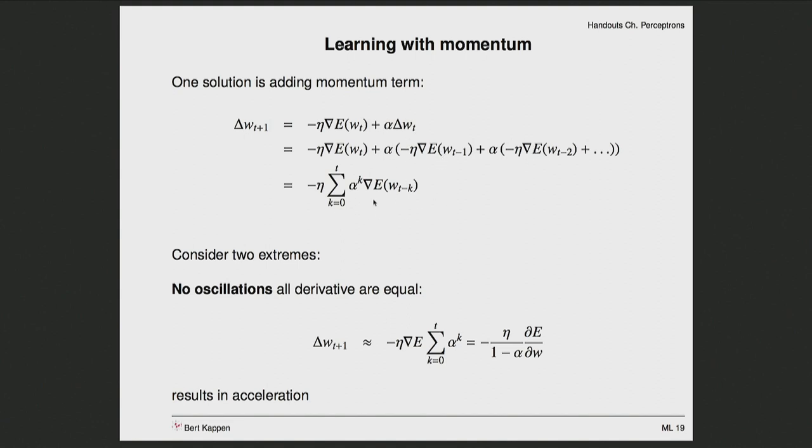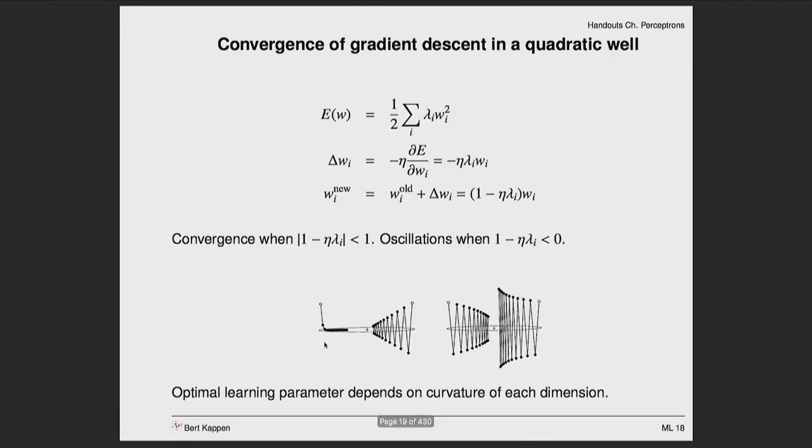Powers of alpha. You get this thing, right? So this is the expression that you have for the update. Now, let's consider two extremes. Let's suppose that our learning is such that, like here, the gradients are always in the same direction. The steps are always in the same direction, like here also, right? Suppose that that's the case.